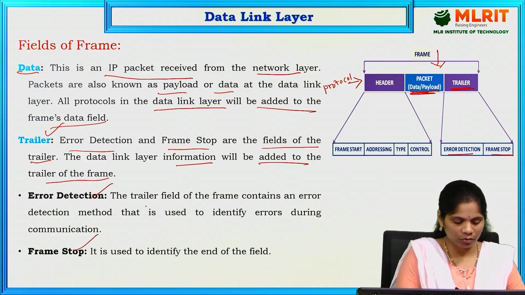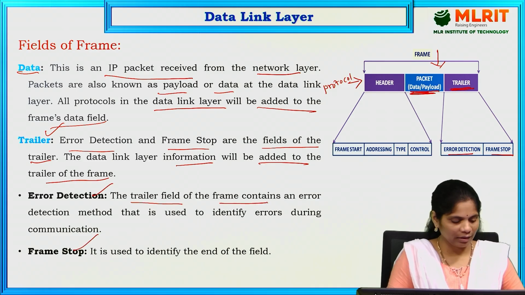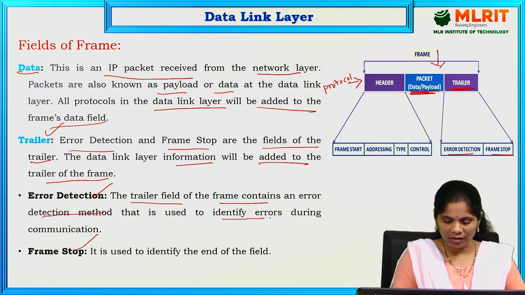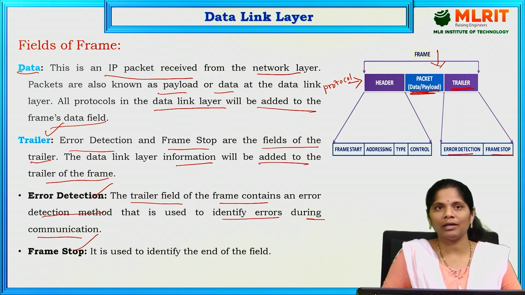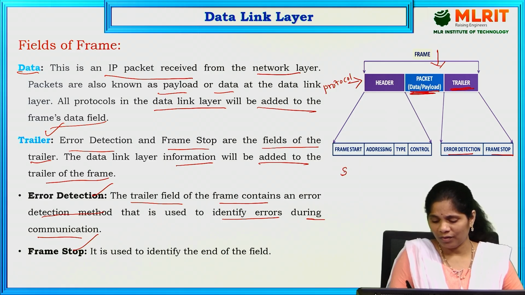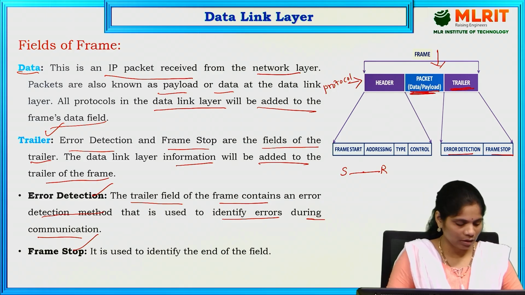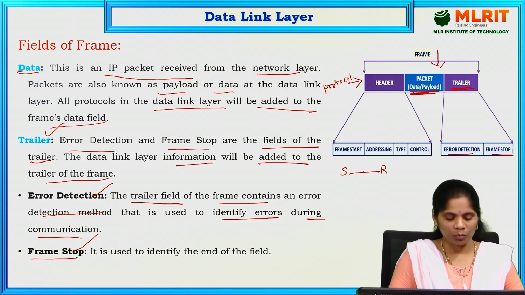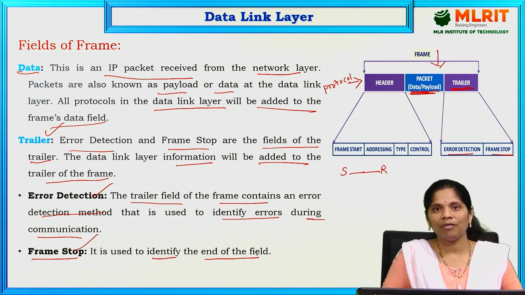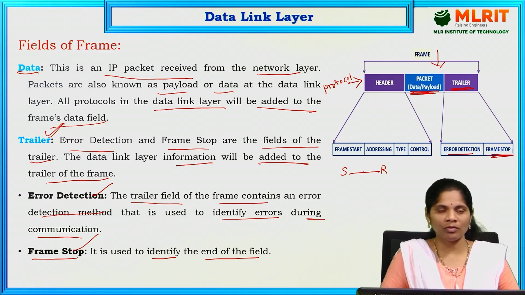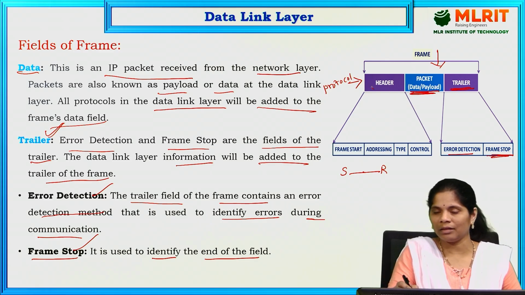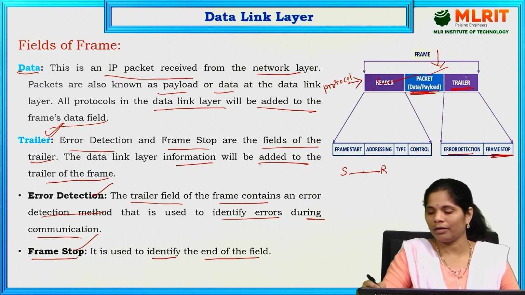Error detection is talking about the trailer field of the frame containing the error detection method used to identify the errors during the communication, meaning where exactly the error is happening. Whenever the data is sent from the sender to the receiver, if there is an error, where exactly the error is coming from comes under error detection. And coming to frame stop, it is about identifying the end of the frame, where exactly the frame is going to end. These are the fields in the trailer. So this is about the fields of the frame. It has three parts: header, packet field, and trailer field.